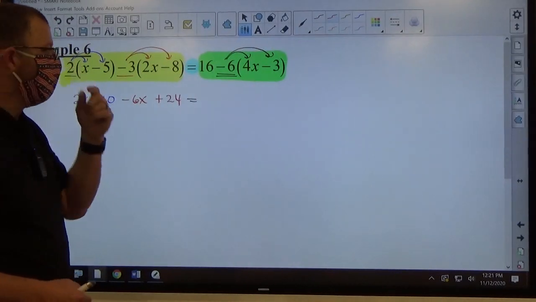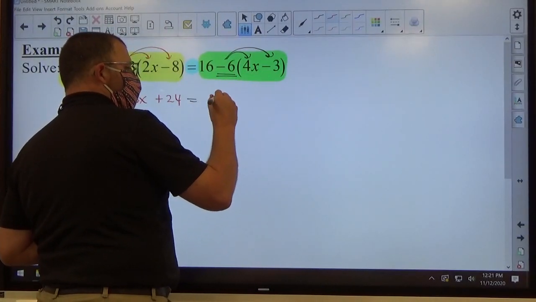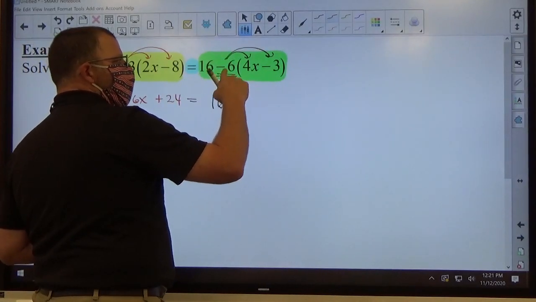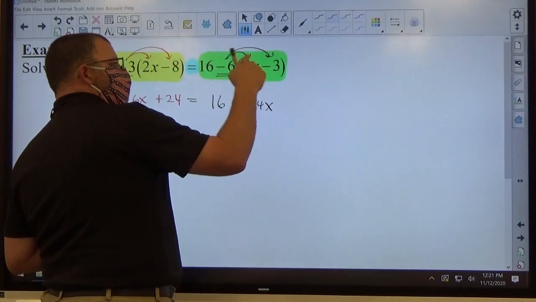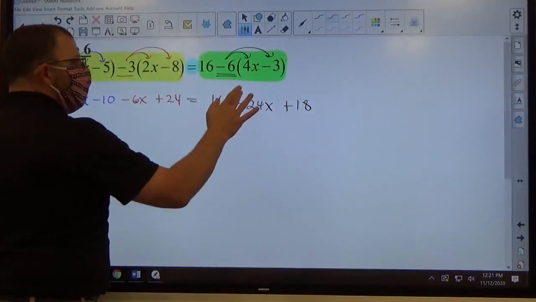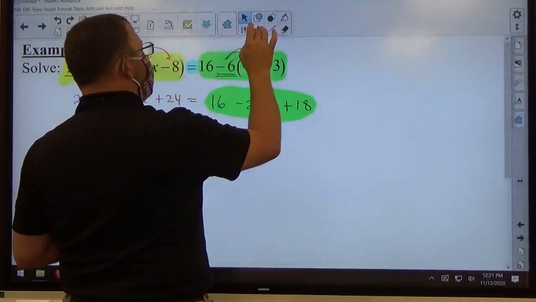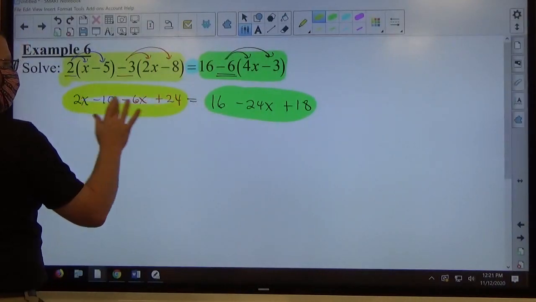So make sure that when you're looking and you see parentheses, fix that so anything not in the parentheses just gets rewritten. So 16 stays positive 16. Minus 6 times positive 4x makes negative 24x. Negative 6 and negative 3 makes positive 18. So again, here's my left-hand side, a little simpler because there's no parentheses. And I've got my right-hand side over here simpler because there's no parentheses.